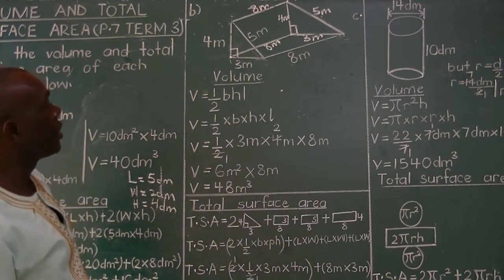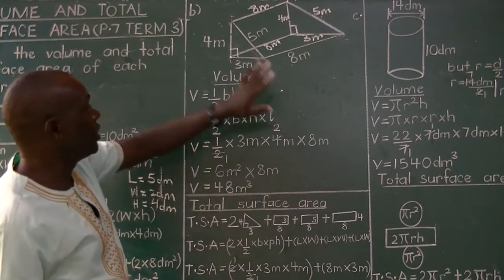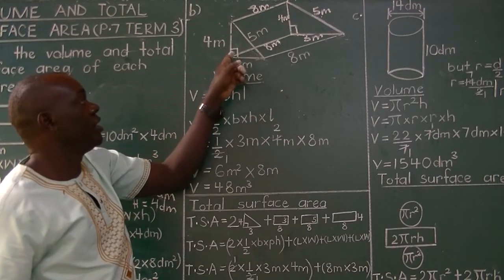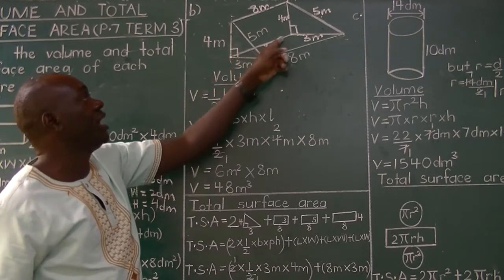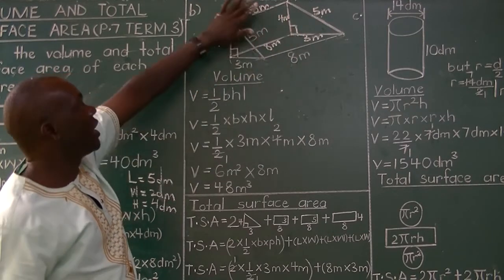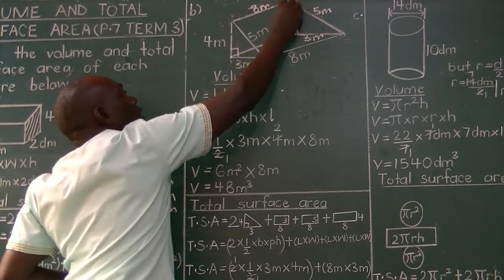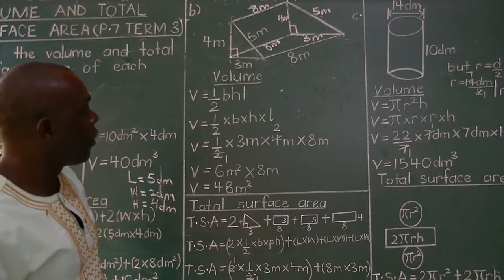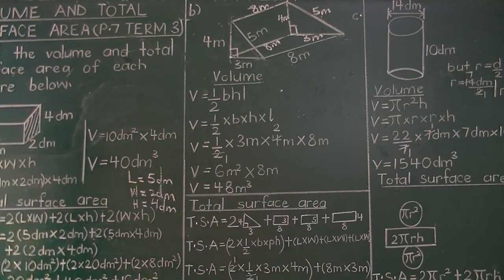Then the last rectangular face we have is the hind face, the rectangular face, that is 8 by 4. So it is 8 by 4. And in so doing, all the faces will have been identified in terms of their lengths or measures.